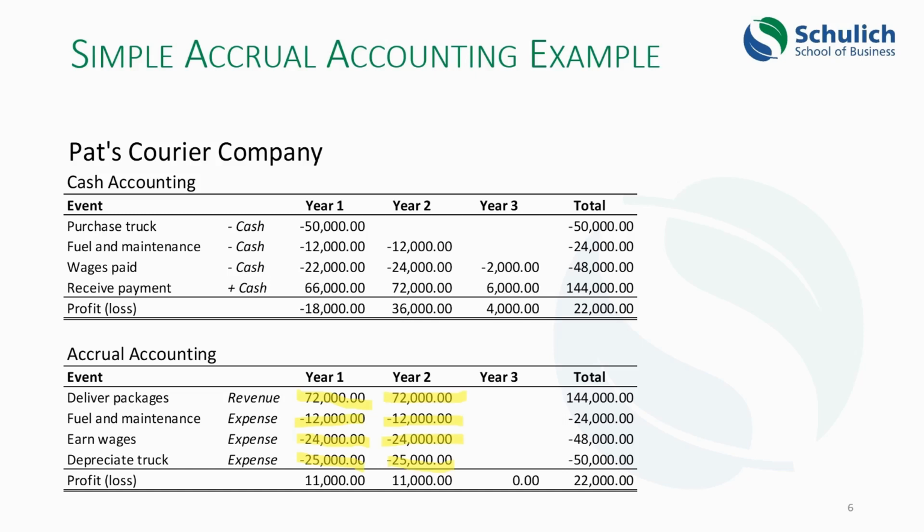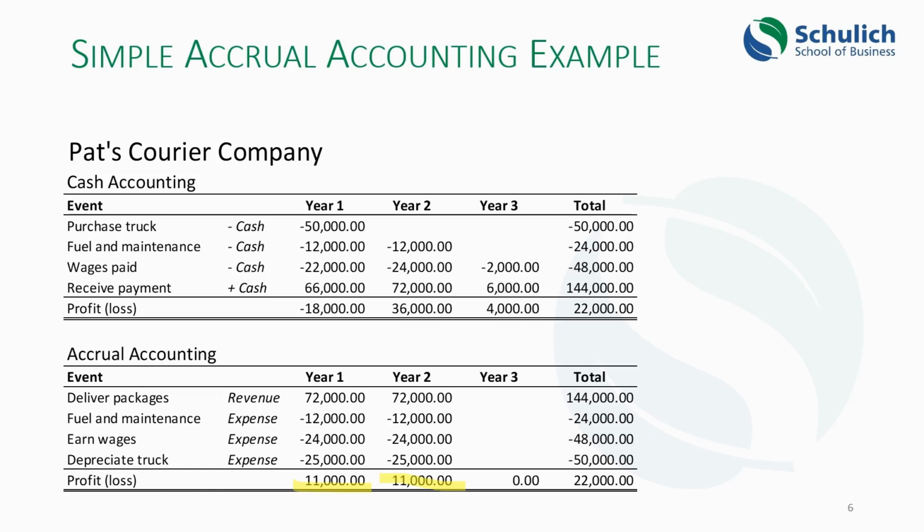So what does this give us? It gives us a much, much clearer picture of how the company is doing. You have an $11,000 profit in the first year and $11,000 profit in the second year. So from an economic perspective, this makes sense because Pat did exactly the same thing in the first year and in the second year, delivering packages, paying employees, buying fuel and paying for maintenance, and receiving payment from the customers. All of that happens exactly the same in year one as it does in year two. The only differences are the timing of the cash flows.